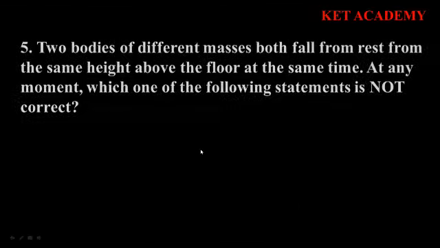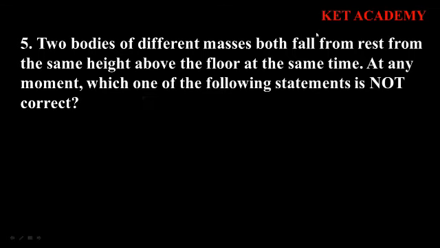So the next question says, two bodies of different masses both fall from rest from the same height above the floor at the same time. At any moment, which one of the following statements is not correct? So we have two objects here. Let's say this is object A and this is another object, object B. We see clearly that the question says the masses M1 is different from M2. So now, which of the following statements is not correct?